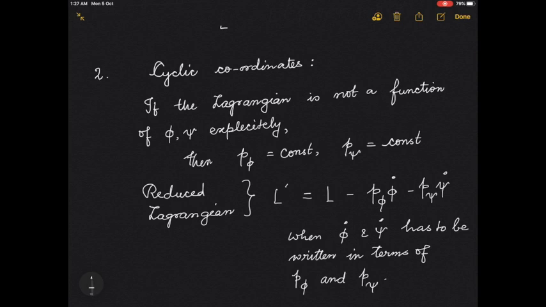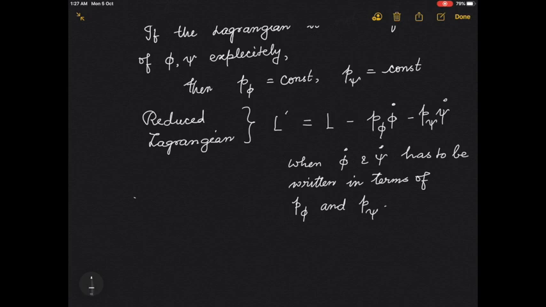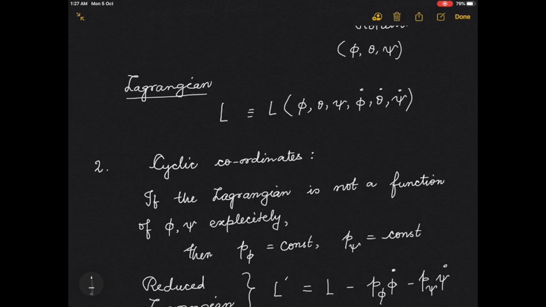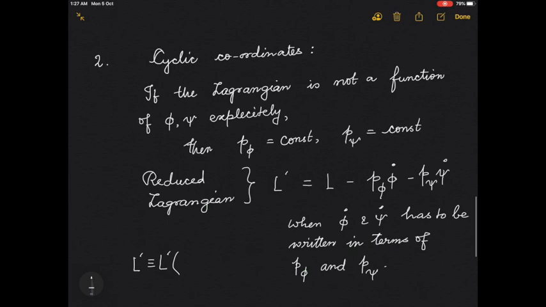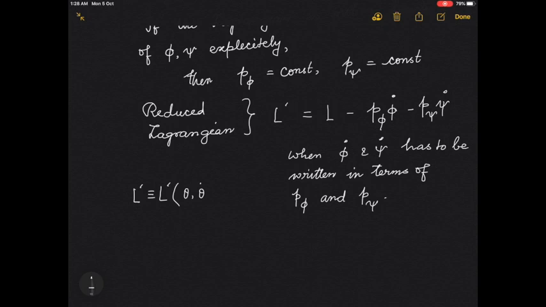Right, so that will be our reduced Lagrangian. What will it be a function of? Remember now, L prime cannot be a function of phi and chi, and phi dot and chi dot is replaced in terms of p phi and p chi, so it cannot be a function of those also. So this is a function of theta and theta dot only.